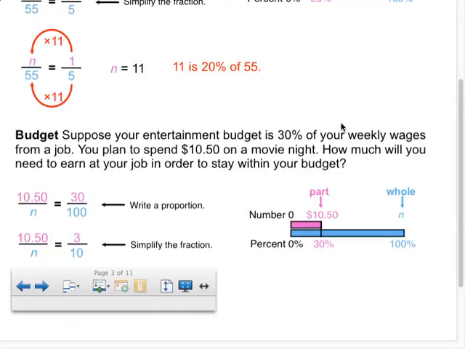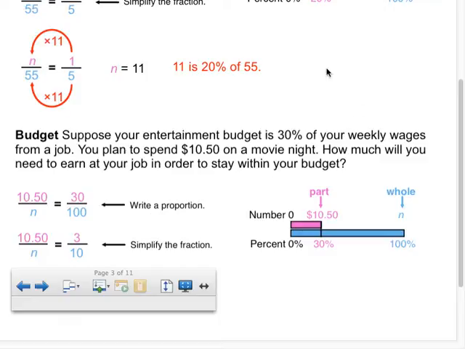But here's the problem. Suppose your entertainment budget is 30% of your weekly wages from a job. You plan to spend $10.50 on movie night. How much will you need to earn at your job in order to stay within your budget? So you set a goal for yourself. You're not going to spend more than 10% of what you make on entertainment, stuff for fun. So we're trying to figure out how much do you need to make if you're going to go to the movies and spend $10.50 so that you don't spend more than 10%.